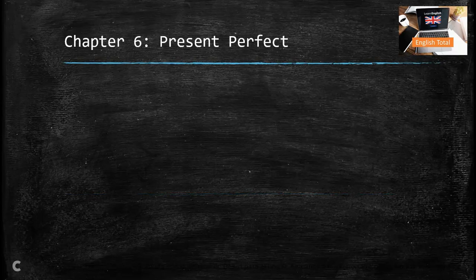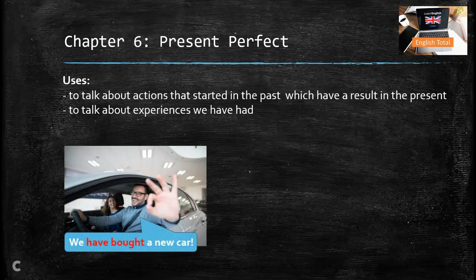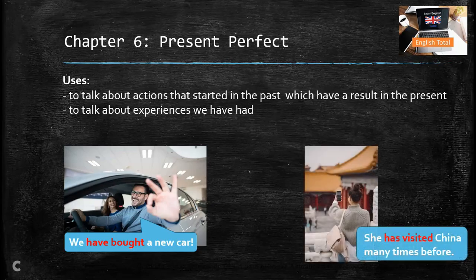This time, we will be looking at the present perfect and how you can use it. We can use the present perfect to talk about actions that started in the past, which have a result in the present. We can also use it to talk about experiences that we have had. For example, we have bought a new car. She has visited China many times before.